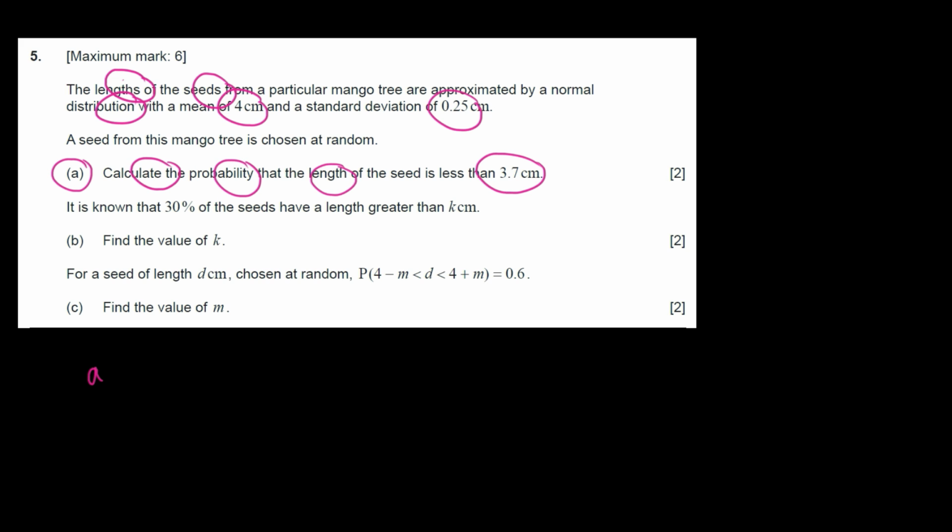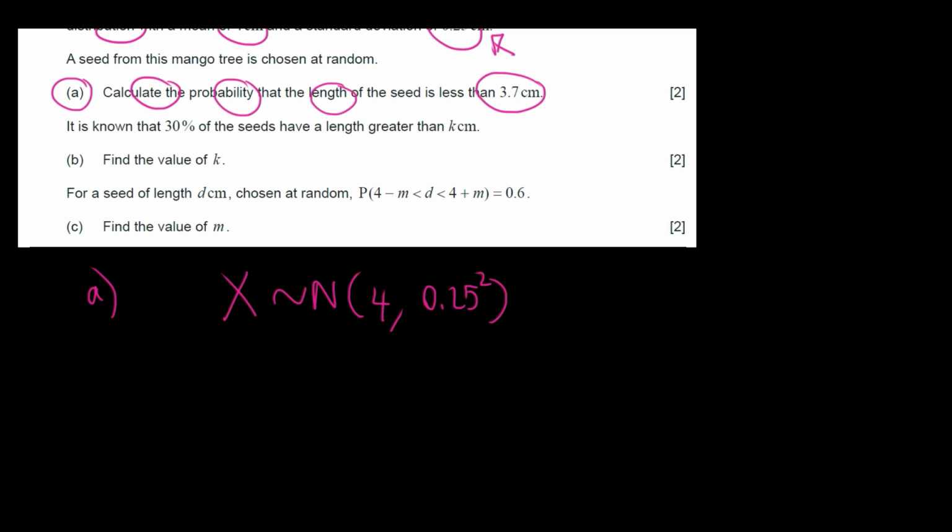Okay, so first of all, let's write this data as X, the length of the seed, which is normally distributed with a mean of 4 and the variance of 0.25 squared. So the variance is standard deviation squared, hence 0.25 squared. Probability that the length is less than 3.7. Probability that X, which is the length, is less than 3.7. We go to the normal CDF on our calculator. And there we're going to have the lower bound as negative infinity.